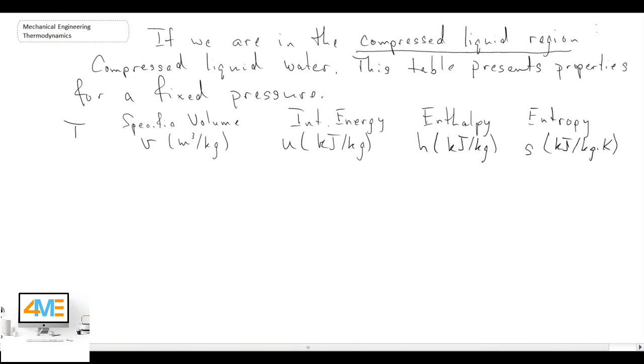Now, if we're to the right of the two-phase region, then we would be in what is referred to as being the superheated vapor region. So in this region, what has happened is all of the liquid has boiled. It's gone into vapor phase, and then we've increased the temperature beyond the saturation temperature. So we're in the superheated vapor region.